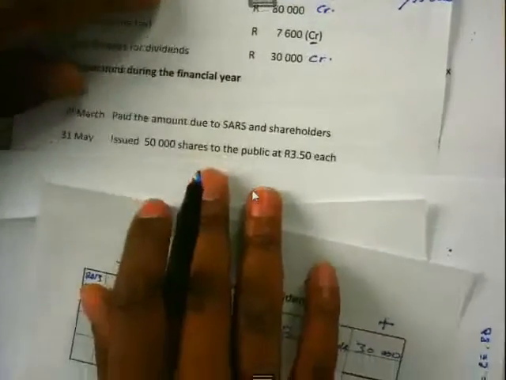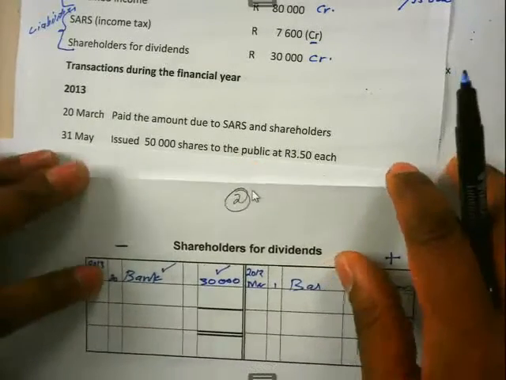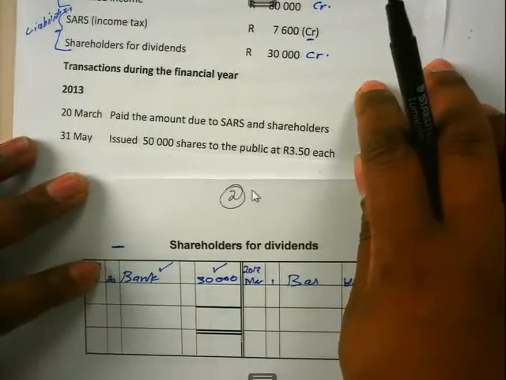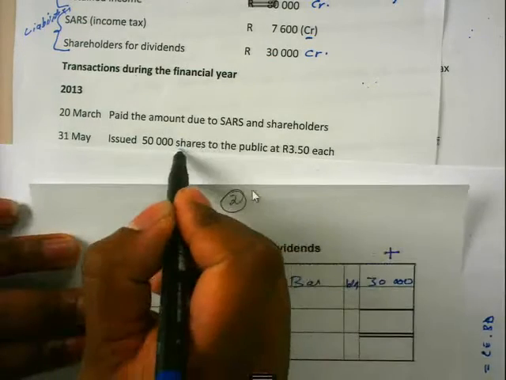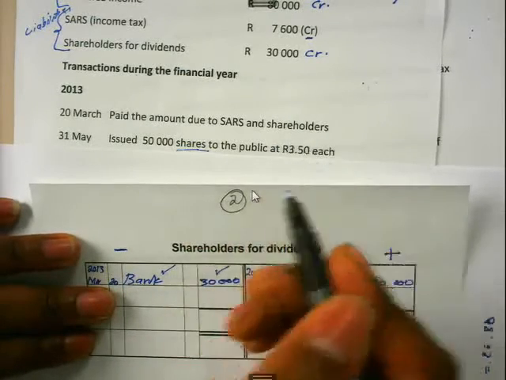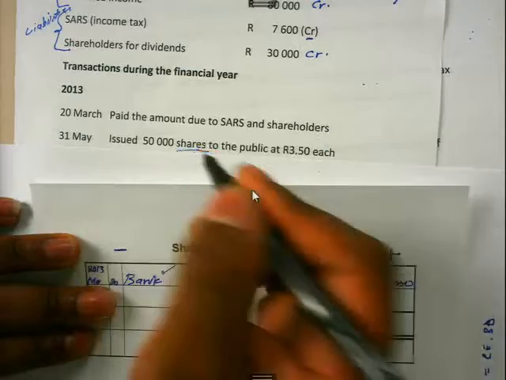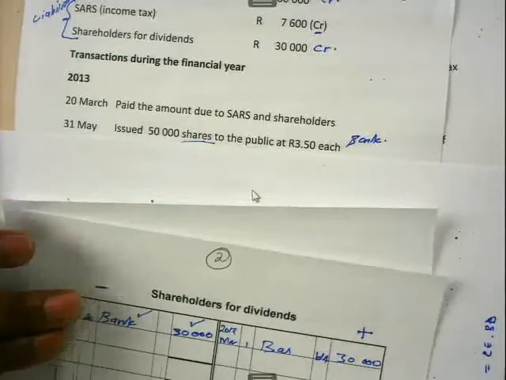We come to our next transaction. Issued 50,000 shares to the public at R3.50. Now, which two accounts are involved here? We issued shares to the public, and then we received R3.50, which means it will be ordinary share capital and bank.